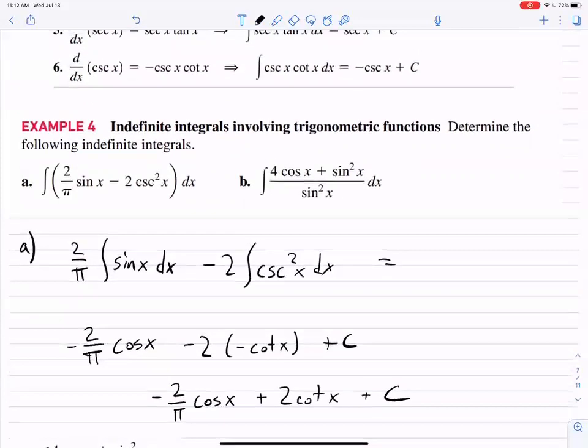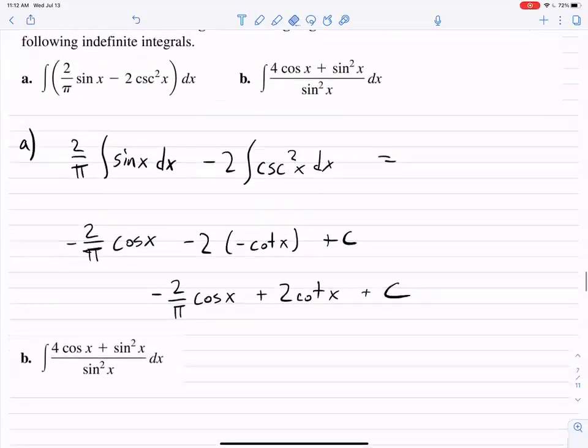And if you took the derivative of that, the derivative would be 2 pi sine, because the negatives would cancel out, and the derivative of the other term would be negative 2 cosecant squared x, so it works.